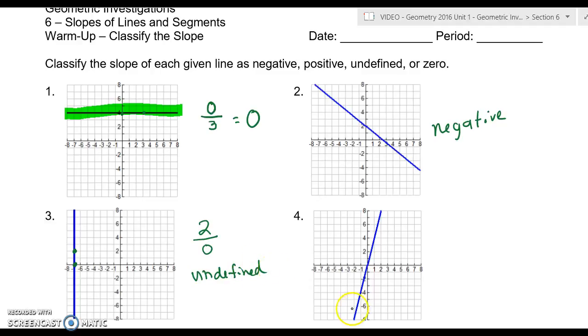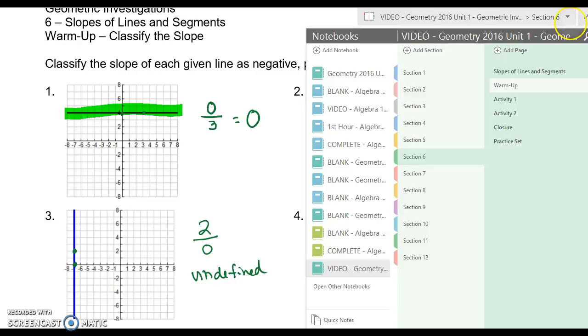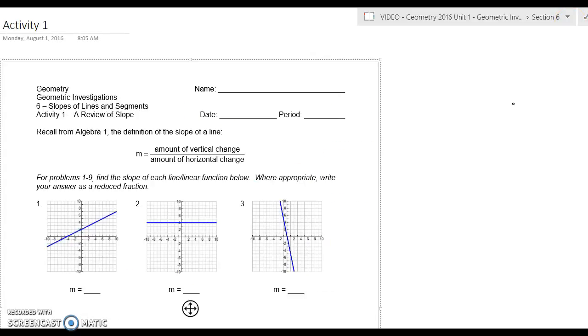And then number 4, we can see from the left to the right the graph is increasing. So the vertical change is positive as well as the horizontal change, which would give us a positive slope. It's very important that we're able to distinguish those four as we move forward. So let's take a look at some problems where we actually have to calculate the slope, find the actual number.